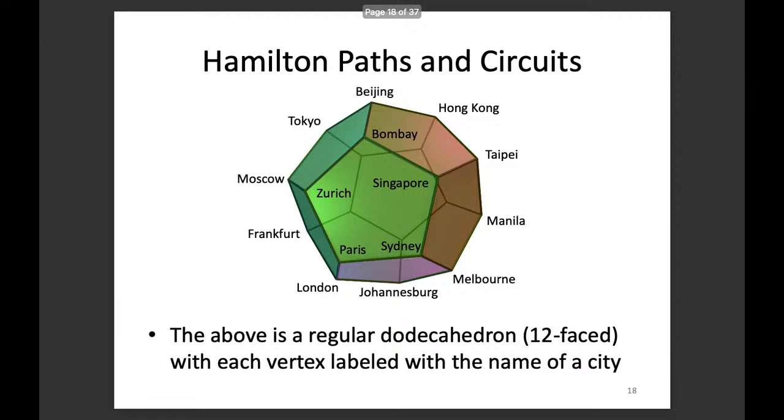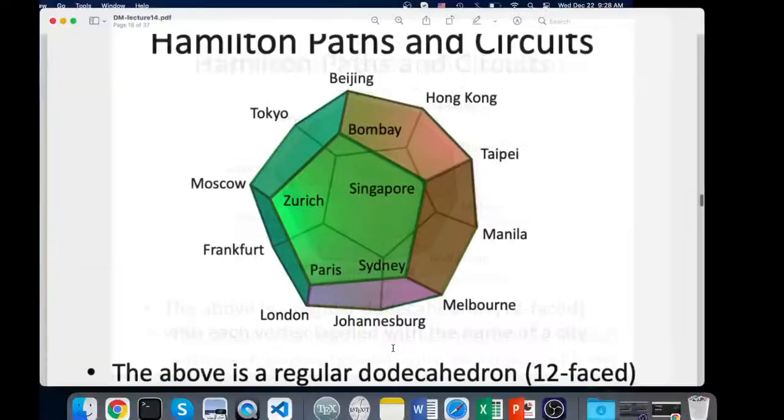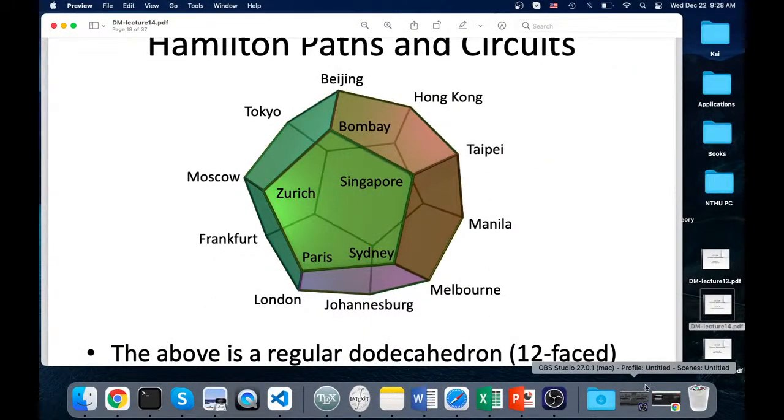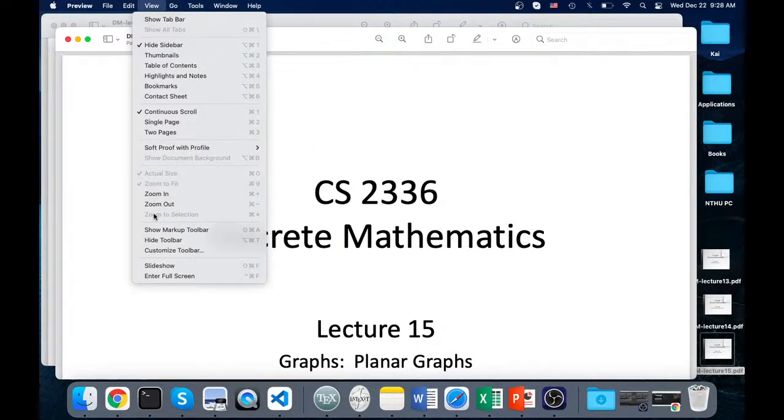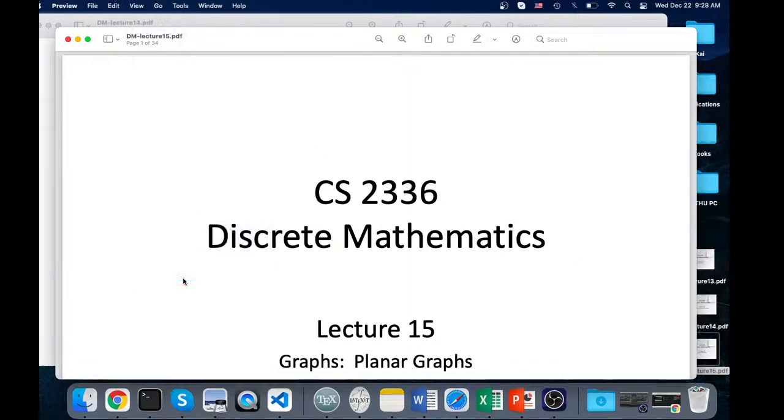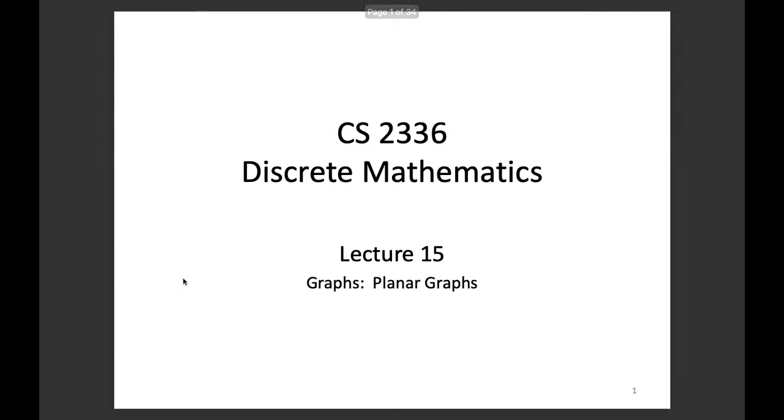So the remaining slides are talking about Hamilton path. If you are interested, take a look. And finally, we are going to talk about planar graphs. We will talk about part of them today, and then there are some other interesting results. We will leave them as the next week's progress.